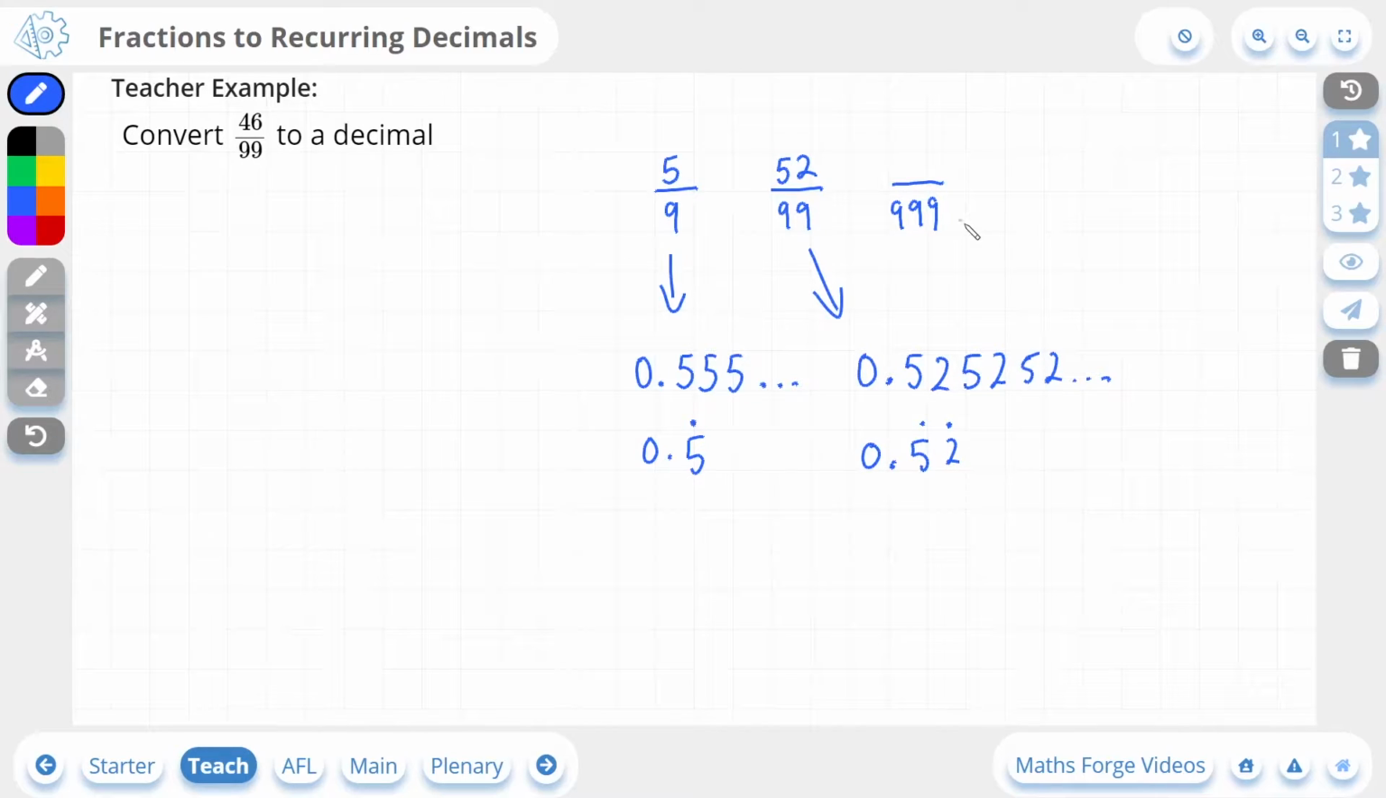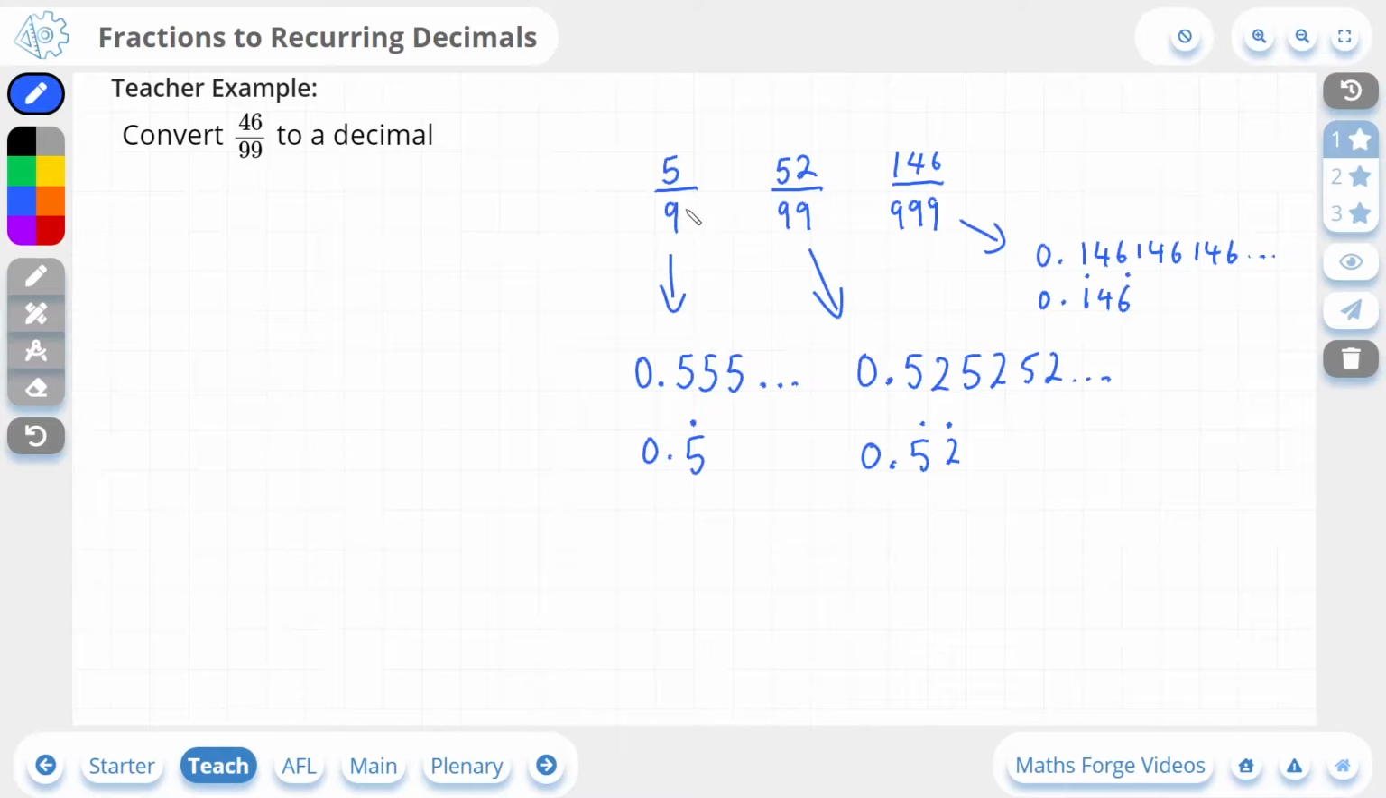And of course, the same idea applies if there are 3 9s at the bottom. So if we have 146 over 999 as an example, then it's going to be 0.146, 146, 146, and that keeps recurring. So a quick way of writing this will be 0.1 with a recurring dot on top of the 1, 4, and then a recurring dot on top of the 6. So now that we know if your fraction is over 9, 99 or 999, then it's going to output a recurring value, we should try to get whichever fractions we're given to become a value over 9, 99 or 999.